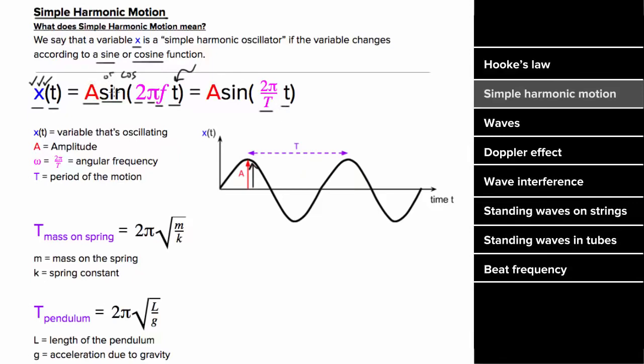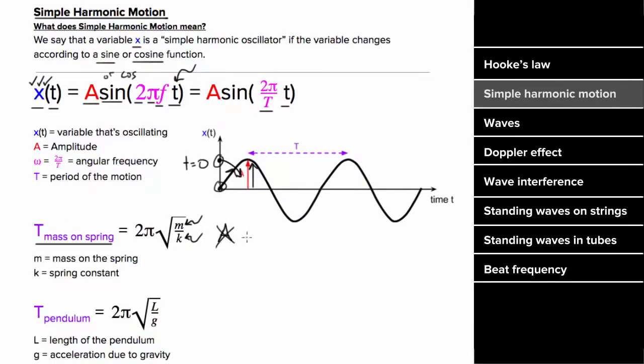How do you know whether you use sine or cosine? Well, sine starts at 0 and goes up, and cosine starts at a maximum and goes down. So if you know the behavior of your oscillator at t equals 0, you can decide whether to use cosine or sine. Something that's important to know is how to find the period of an oscillator. The period of a mass on a spring is going to be 2 pi times the square root of the mass connected to the spring, divided by the spring constant k. Note that this does not depend on the amplitude.